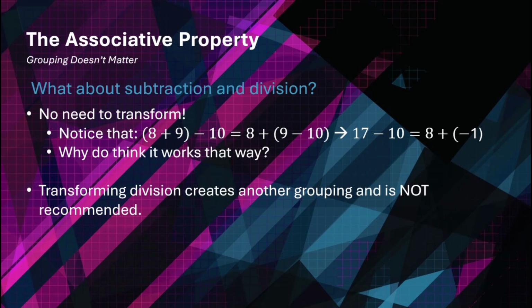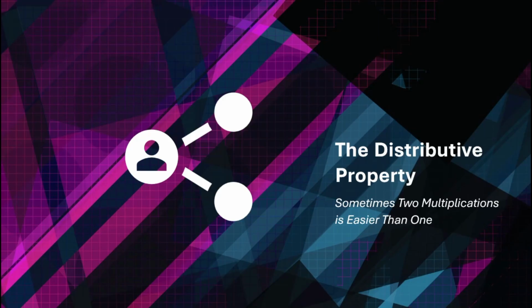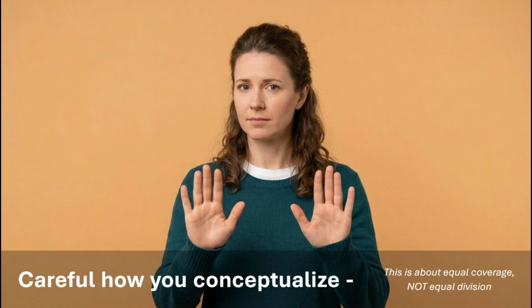Okay. Let's talk about one final option, and that is called the distributive property. For this one, you're going to do this because sometimes 2 multiplication problems are easier than 1. Now, a word of caution. When we talk about the distributive property, this is not about distributing equal amounts to things. It's not a division. It's not saying I want to make sure everybody has 3 apples in every group or something. It's not that kind of distribution.